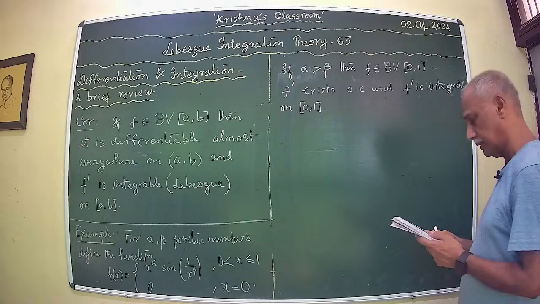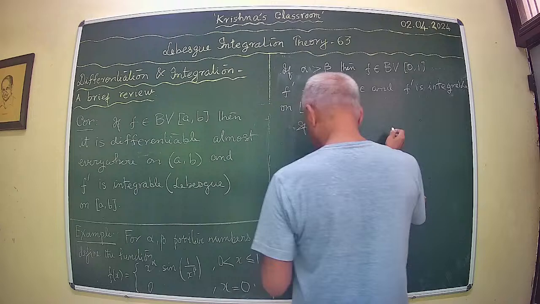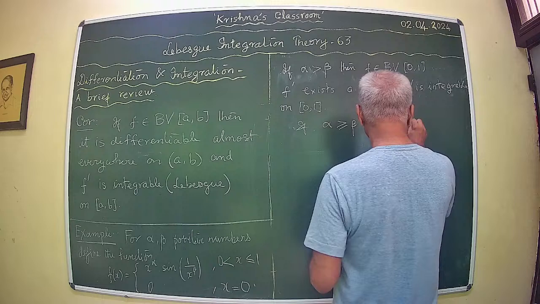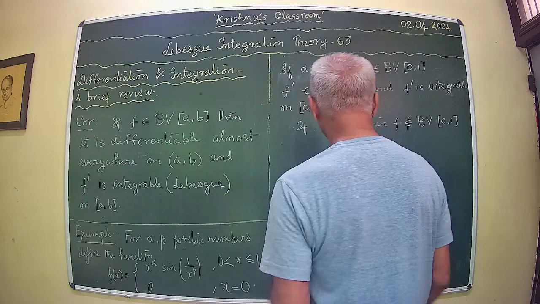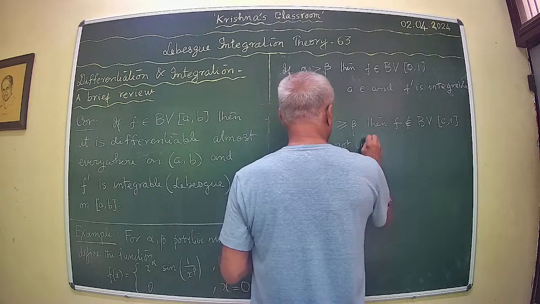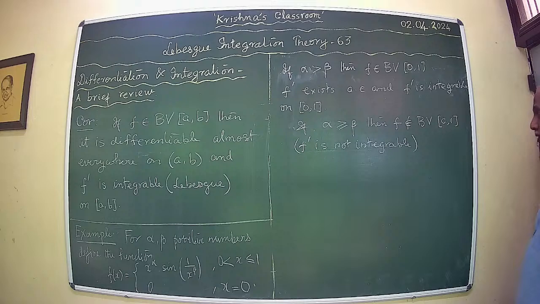But if alpha is less than or equal to beta, then f does not belong to bounded variation on [0, 1]. But you can show that f derivative exists everywhere, but it's not an integrable function. Okay? So this is something that we can prove.